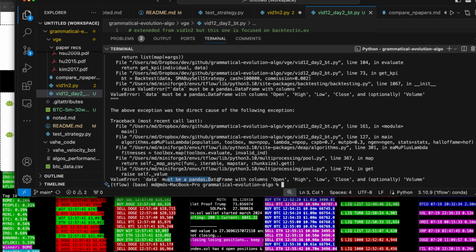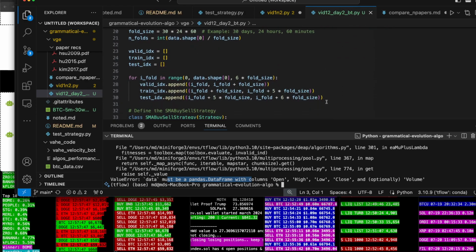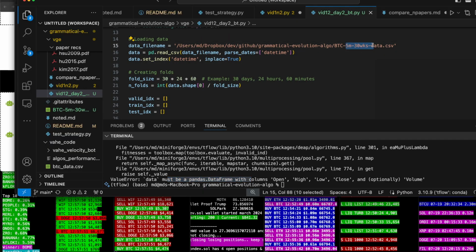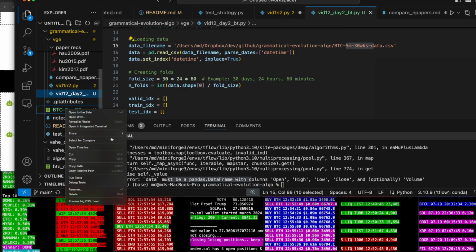So data must be in a Pandas data frame. What data are we using, dude? Because you know I'm a data dog. You can see grammatical evolution, Bitcoin 5 minutes CSV. Is that the one? Let's say copy path.